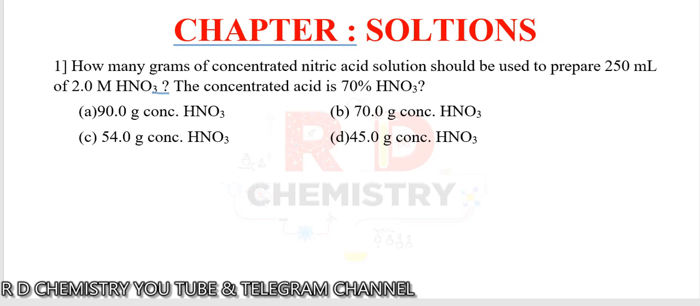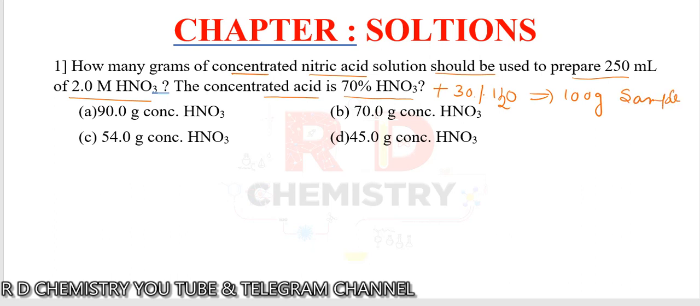Question number 1. How many grams of concentrated nitric acid solution is used to prepare 250 ml of 2 molar nitric acid, and the concentrated acid is 70 percentage of nitric acid is pure, which means remaining 30 percentage is water to give 100 grams of this nitric acid sample. Okay, now how much of the sample I have to take? That's the question. They are given molarity, they are given the volume, correct?